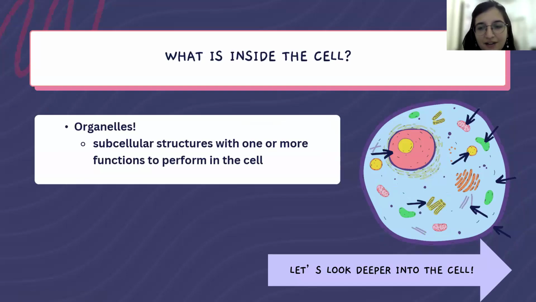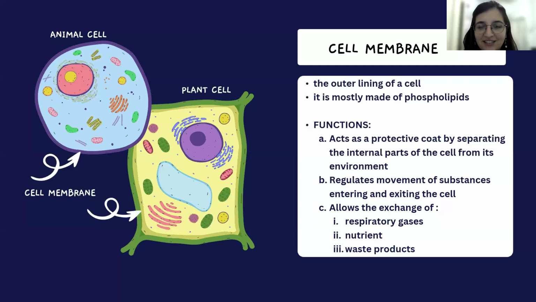Now, a cell itself is good, but what is actually inside the cell that's making all these things possible? That's where organelles come into the picture. Organelles are subcellular structures, meaning structures inside the cell with one or more functions to perform in the cell. So organelles are the structures inside the cell that have different functions and different duties to carry out. So let's have a deeper look. And you see all these arrows here. Right now, you may not know these structures, but at the end of this lesson, you should be able to name them after some practice.